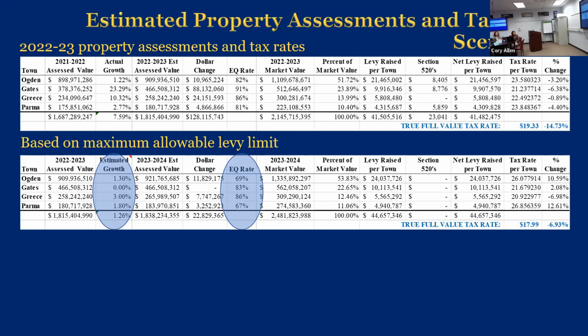The other is the equalization rate. When you have an equalization rate of 1, that means that your assessed value is the same as what they're calling the full or market value. So if you have a $200,000 home and you go to sell it, if the equalization rate is 1 or 100%, that should sell for near its assessed value. What happens here is that houses are selling for so much more than what they're being assessed at. So now what you're seeing is town of Ogden was at 82% last year. It's now down to 69%.